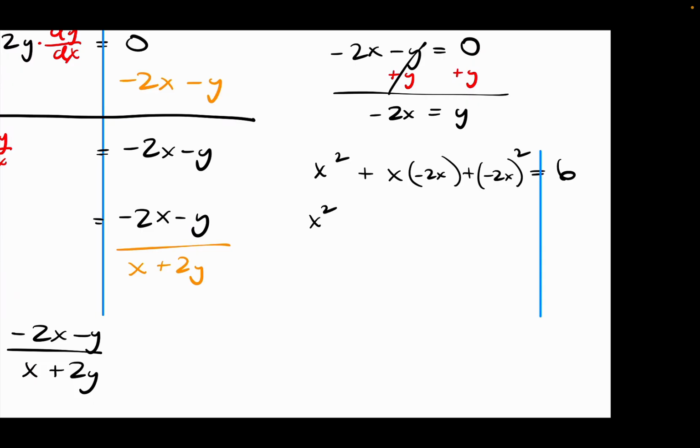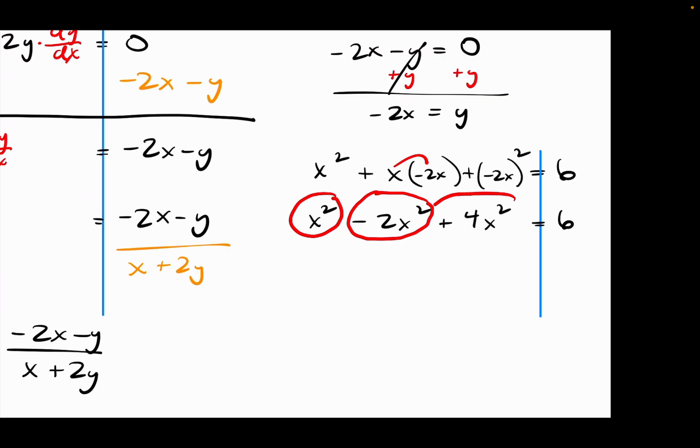So we get x squared. If I multiply these two guys, I get negative 2x squared. If I square this, I get 4x squared. And you can factor an x with that. Well, before that, I can combine some like terms, right? They're all x squareds. So it would be 3x squared, right? 3x squared equals 6.